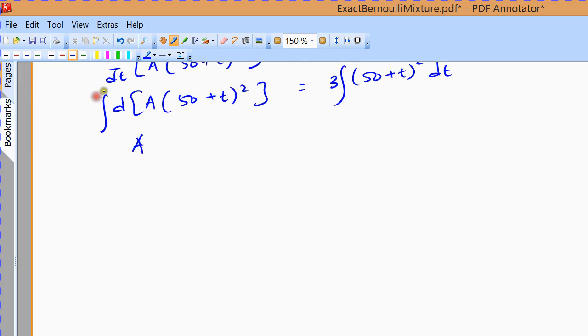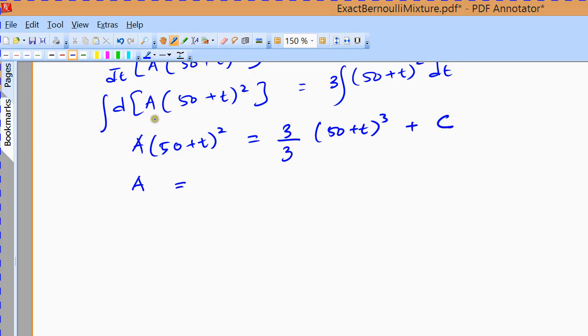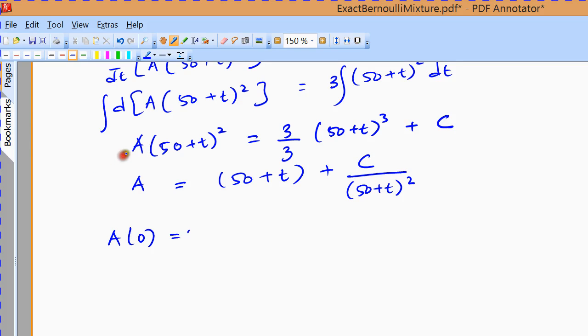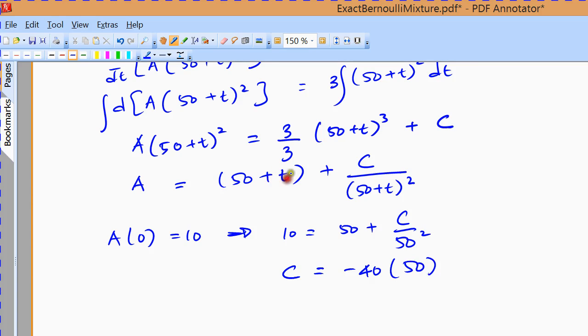Bring the dt over and we integrate both sides. So now we get A multiplied by (50 plus t) squared on the left, and on the right we get 3 divided by 3, (50 plus t) cubed plus c. So if we divide through by (50 plus t) squared, we get 50 plus t to the power of 1 plus c over (50 plus t) squared. Now we plug in our initial condition and we get 10 equals 50 plus c over 50 squared, which means c is minus 40 multiplied by 50 squared, which is minus 100,000.